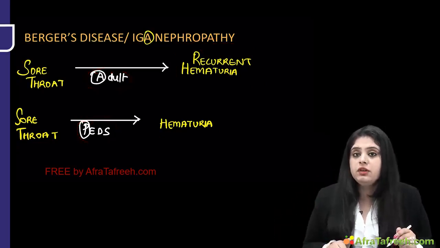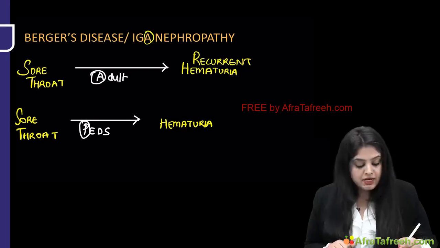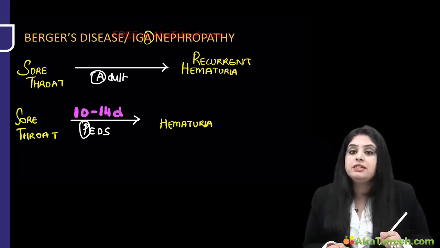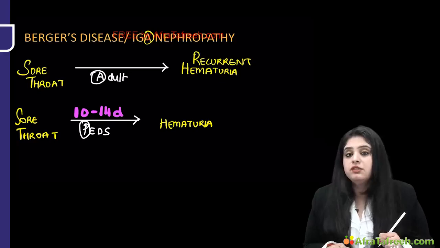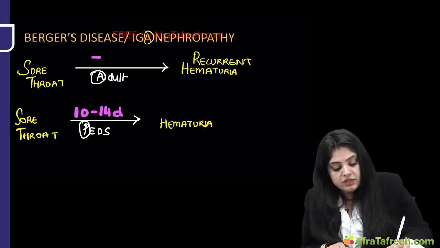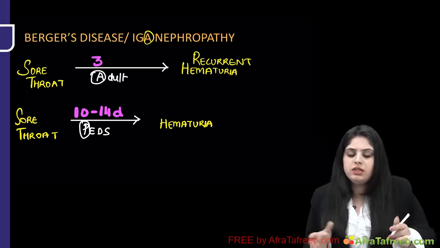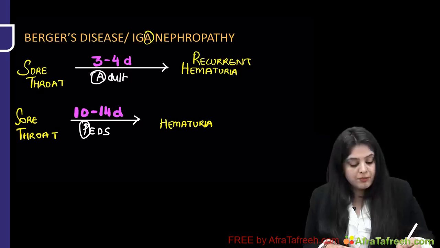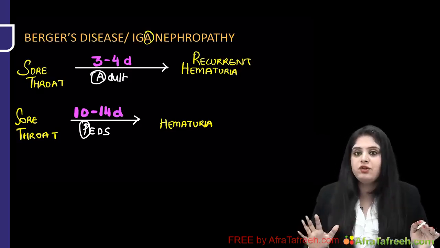But what if the age is not given? Then what am I going to do? I will have to look out for the duration. In PSGN, I told you that all of this happens within 10 to 14 days. Whereas in Berger's, it is going to be very, very fast. That is within 3 days. Some books mention 2 to 3, some books mention 3 to 4. So within 3 days, everything is going to happen. So now by chance, the age is not mentioned.